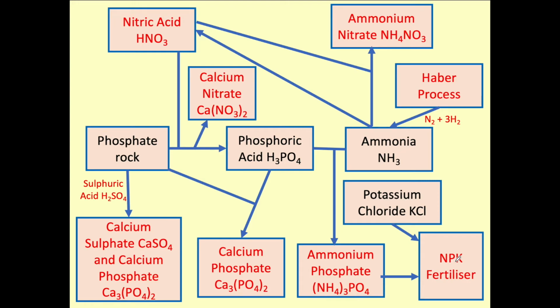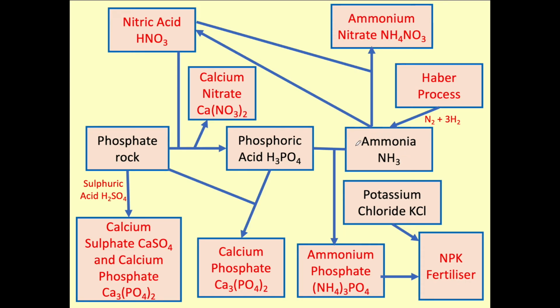So this is the answers. The crucial bit is identifying nitric acid. So ammonia can be used to make nitric acid, and that nitric acid, when we then react that with phosphate rock, we can produce our calcium nitrate and our phosphoric acid. When we react it with ammonia, we end up with ammonium nitrate.